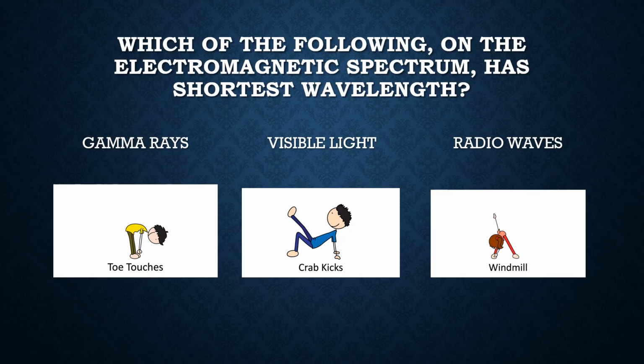Thinking back to the entire electromagnetic spectrum, which of the following on the electromagnetic spectrum has the shortest wavelength? Is it gamma rays, visible light, or radio waves? If you think it's gamma rays, you'll do toe touches. Visible light, you'll do crab kicks. Radio waves, you'll do windmills. Ready? Go.